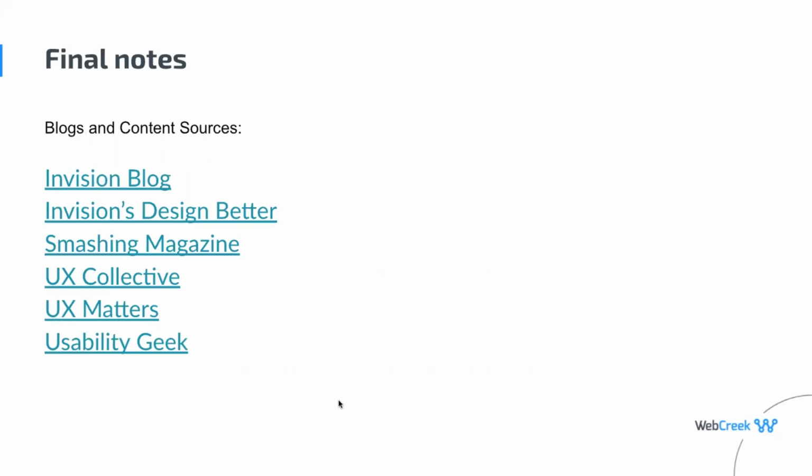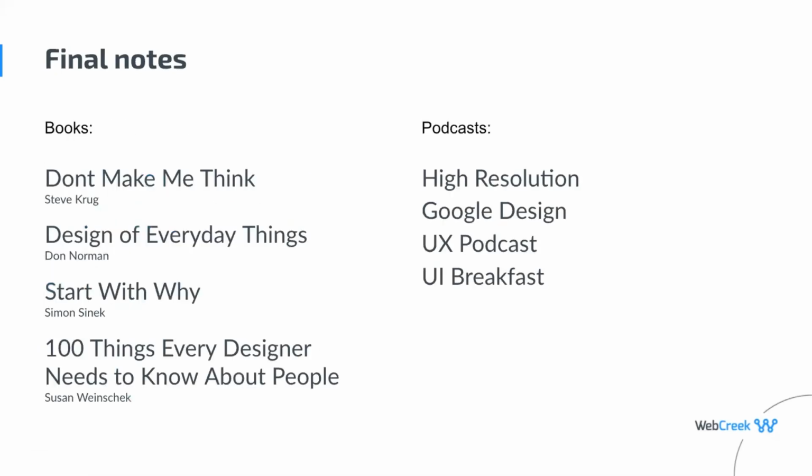As for blogs and content sources that I might suggest, and not even just for UX design in particular, there are a lot of interesting things related to new products and new technology from InVision, Smashing Magazine, and a lot of other sources that are open source and out there for our benefit. In terms of books, if you want to get into UX a little more and dive into detail, these 4 books are my favorites.